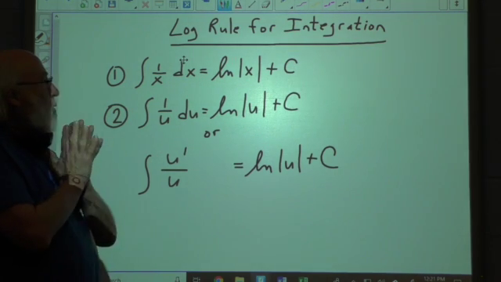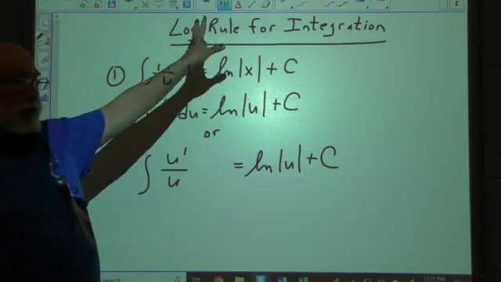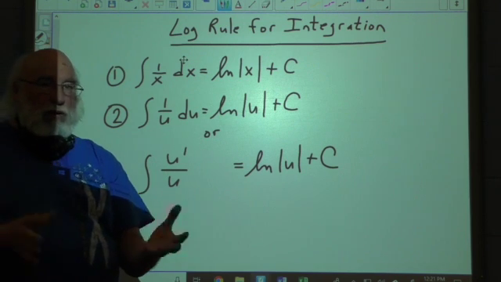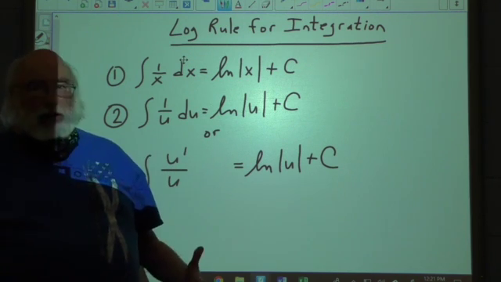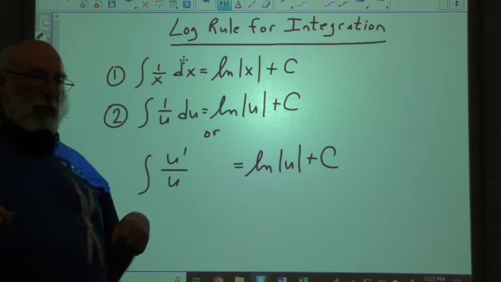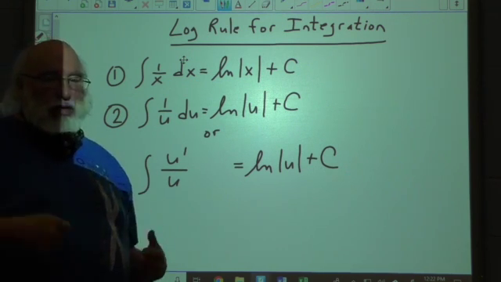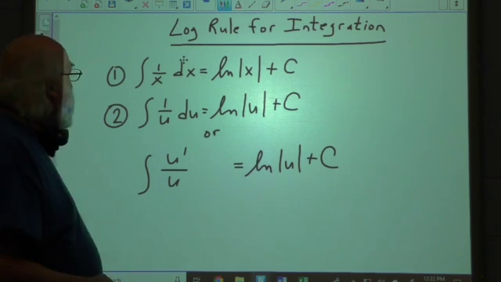Okay, the next topic that we're going to be dealing with is called the log rule for integration. Now this really makes life simple, but it's again a matter of mathematical manipulation. Something that you guys have gotten really, really better at as the years progressed. So we're going to continue to work with that.